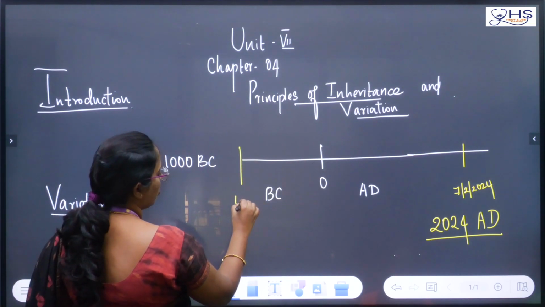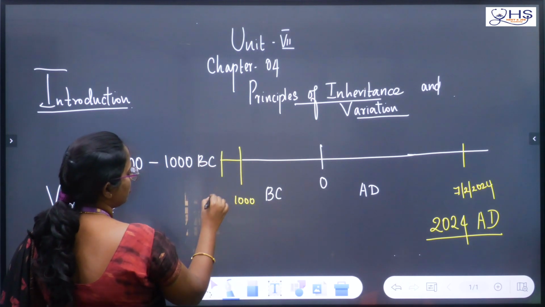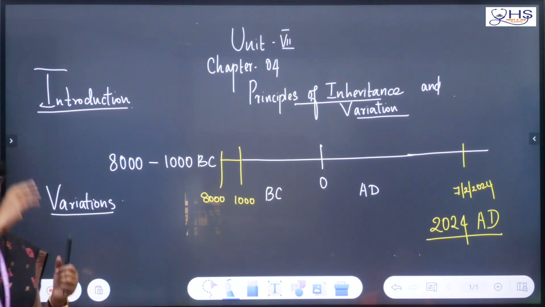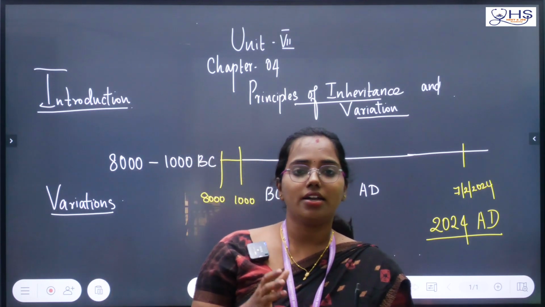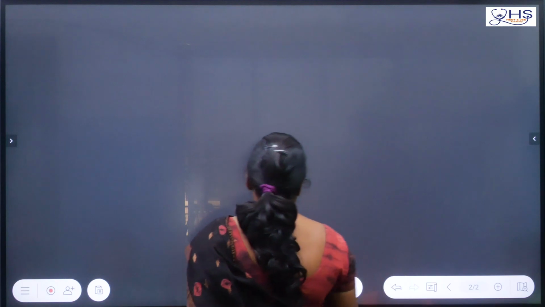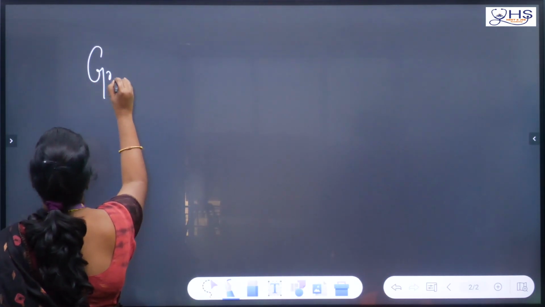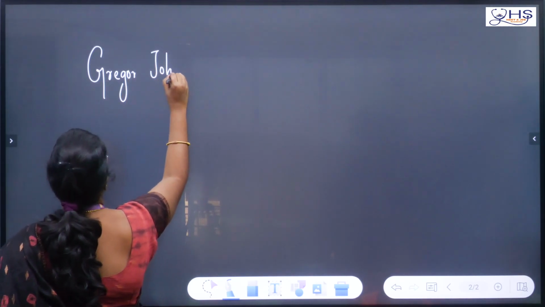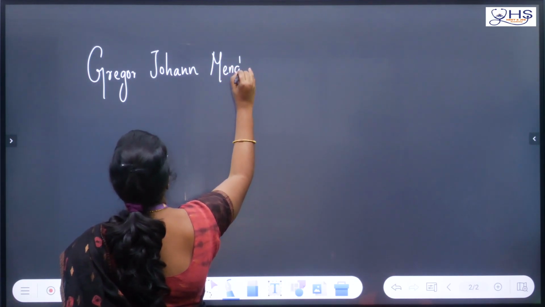So here if it is 1000, next 1200, like that you have to go somewhere around, you will get 8000. Okay, 8000 BC. So from 8000 to 1000 BC they had an idea about variations until a legendary experiment by Gregor Johann Mendel. So we are going to learn the scientist name Gregor Johann Mendel. Okay.